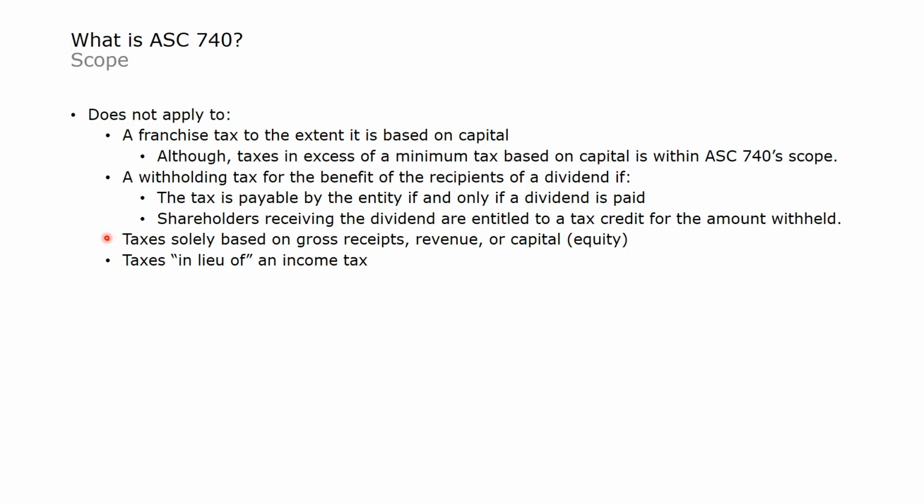We kind of talked about this next one a little bit on the previous slide. If you have a tax solely based on gross receipts, revenue, or capital or equity, that tax is not going to be under the scope of ASC 740. Then if you have a tax in lieu of an income tax, that is not going to be in the scope of ASC 740. Some states will assess a tax and then they'll write in the code, this is in lieu of an income tax. That by itself is not going to make it a tax that we're going to account for under ASC 740.